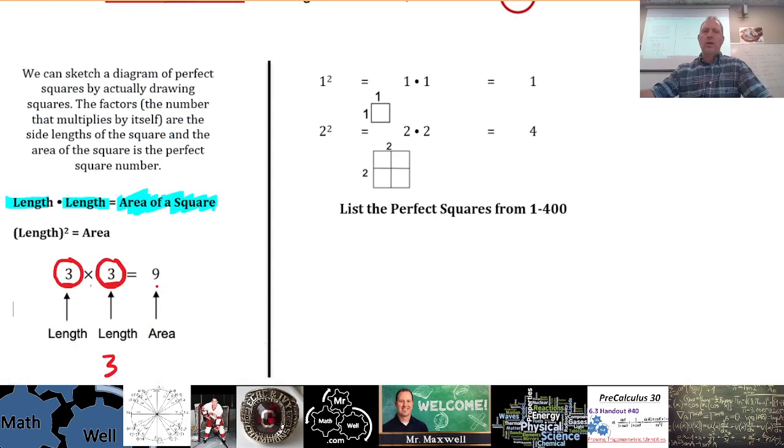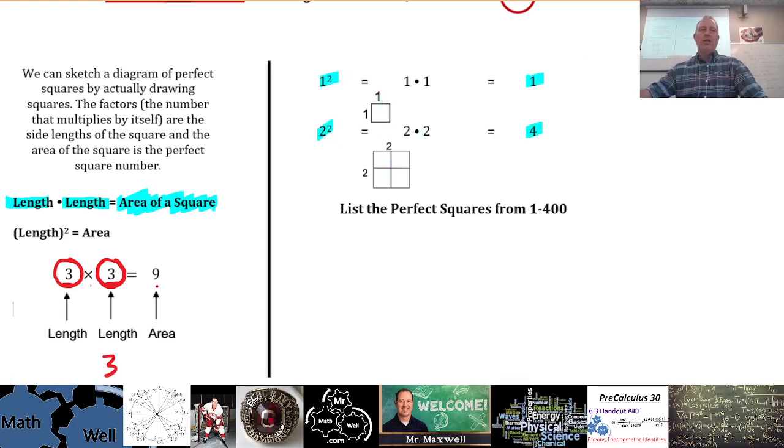We talked about this earlier. This is a good spot right here on your notes to write the list of perfect square numbers from 1. So 1 is a perfect square number because 1 squared is 1. 4 is a perfect square number because that's 2 times 2, and so on. Here's the diagram.